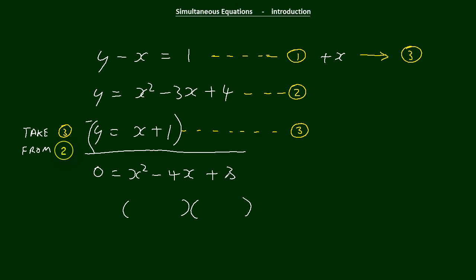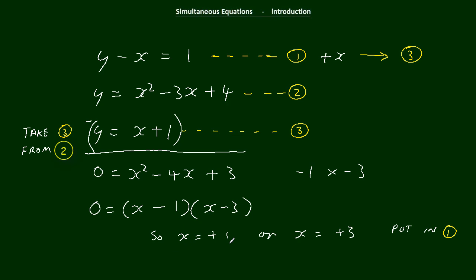What two numbers multiply together to make 3? Well, it's 1 and 3, isn't it? Minus 1 times minus 3, because we've got to make this minus 4, and when we add them together that's going to make minus 4. So x equals 1 or x equals 3. And the easiest one to substitute this into is equation 1.